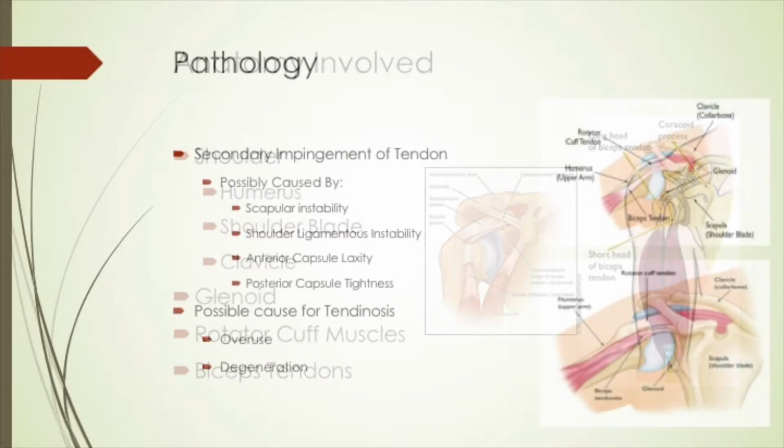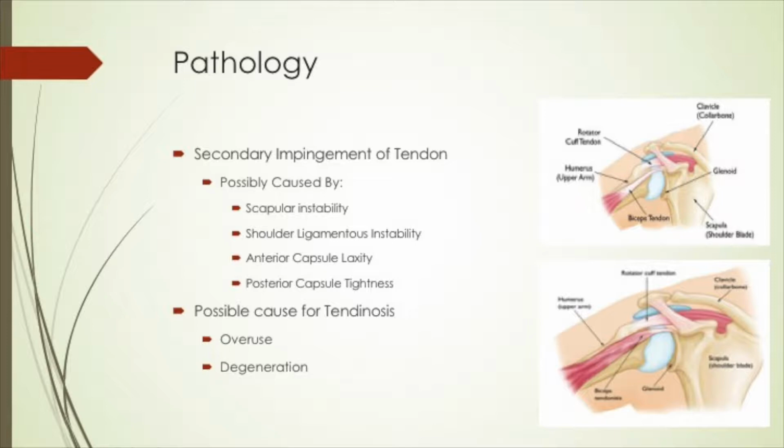The pathology of bicipital tendinitis is generally a secondary impingement of the biceps tendon. Possible secondary impingements may be caused by scapular instability, other shoulder ligaments that are unstable, a laxity of the anterior capsule of the shoulder joint, or tightness of the posterior capsule of the shoulder joint. Bicipital tendinitis may also be referred to as biceps tendinosis, which is caused from overuse or degeneration of the tendon.